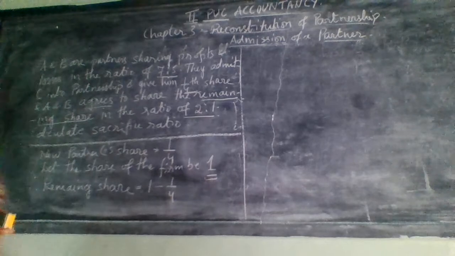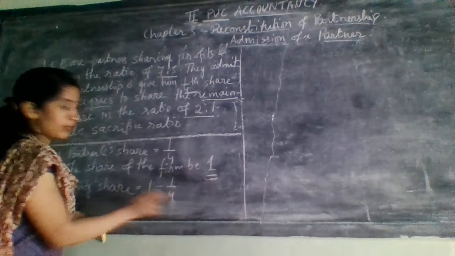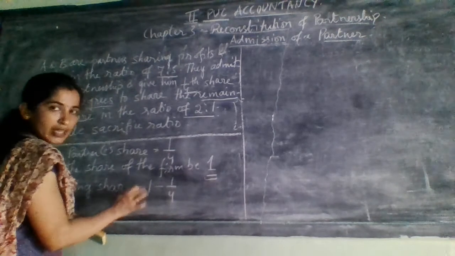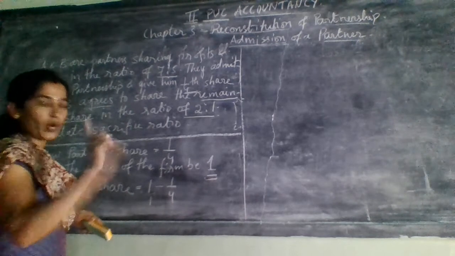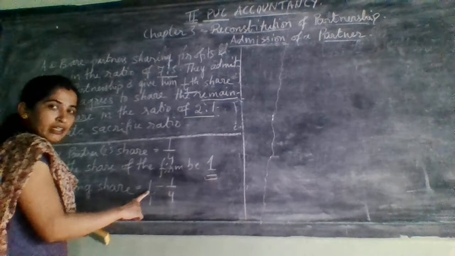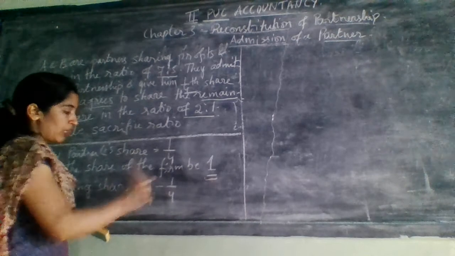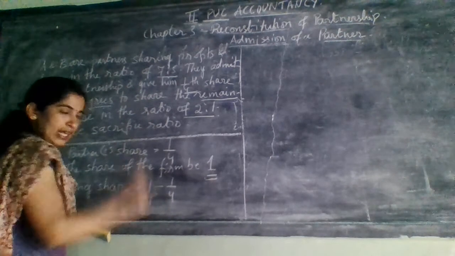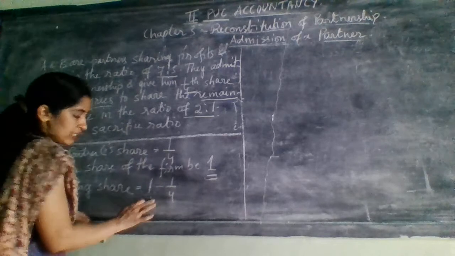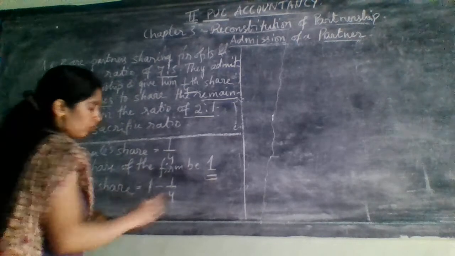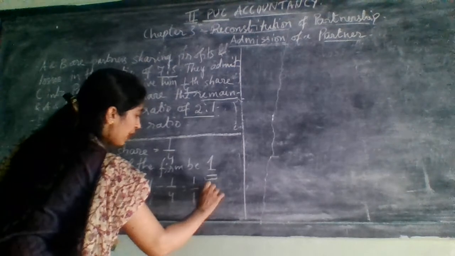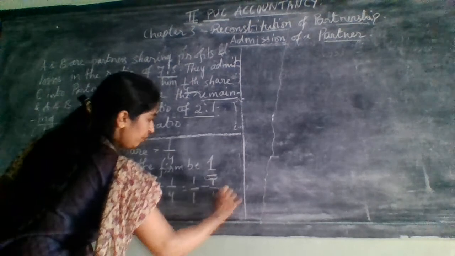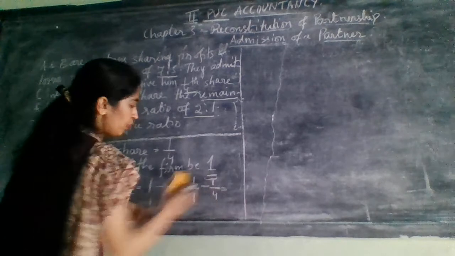1 minus 1/4. 1 is a whole number, but this is a fraction. When there is a whole number, its denominator is also 1 only. Remember that. Whenever they give a whole number, whether it is 1, 5, 10, 11, whatever it is, its denominator will be 1. So here 1/1 minus 1/4.